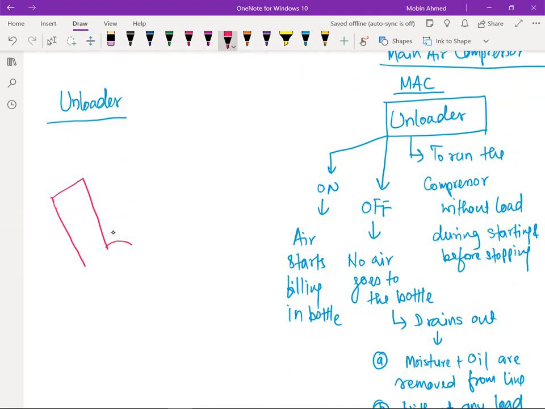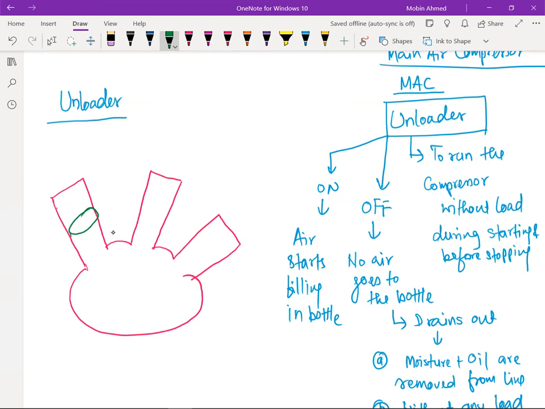Now suppose we have a 3-stage or 4-stage compressor. Sometimes we have a 4-stage or 3-stage compressor. Suppose this is a 3-stage compressor. We are going to have a piston here. These are the pistons, like this. Now these pistons are going to be connected to the crankshaft.